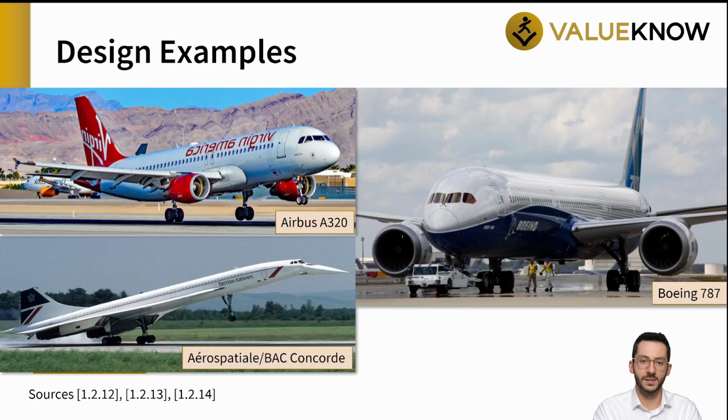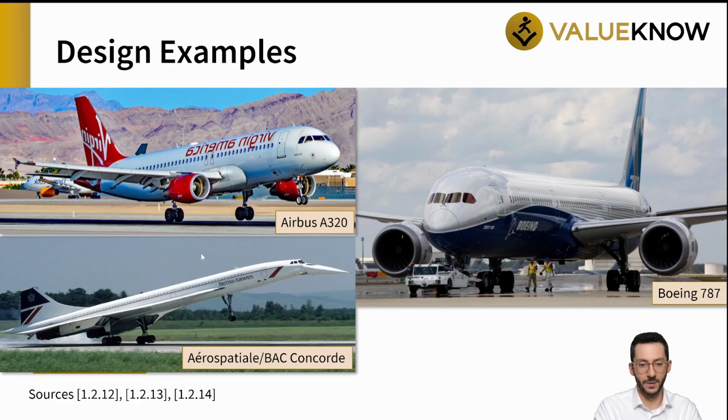Let's now discuss these three jetliners. First, the Airbus A320, which is one of the most successful commercial aircraft ever produced. Introduced in the late 1980s, the A320's design has made it a preferred choice for short to medium haul flights, and it remains one of the most widely used aircraft in the world. It's the equivalent to the American Boeing 737.